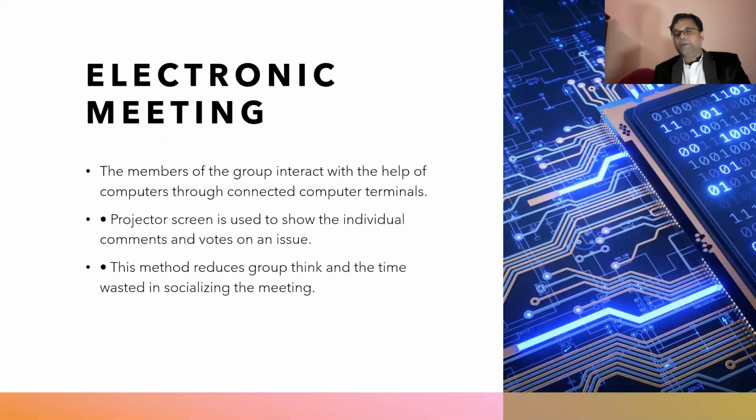Electronic meeting, it's very common, right? Electronic meeting, that is, the video calls that we are comfortable with nowadays. A number of group members will be involved in the electronic meeting through electronic devices. Maybe a projector or a screen can be utilized. This method reduces groupthink and the time wasted in socializing during the meeting. That's very common. We maintain social distancing, and they are geographically diversified, conducting the meeting over a video call. So the socialization time would be reduced, right? So that is the electronic meeting.